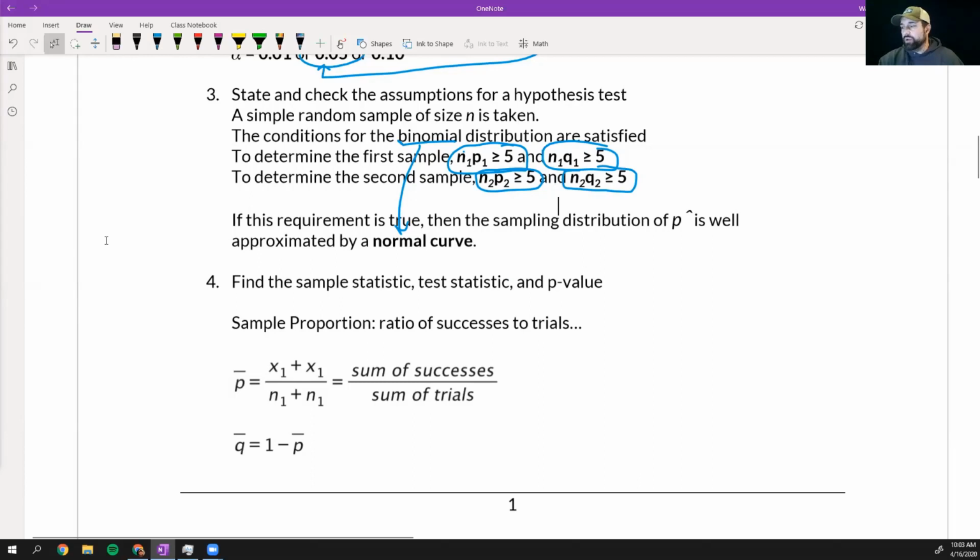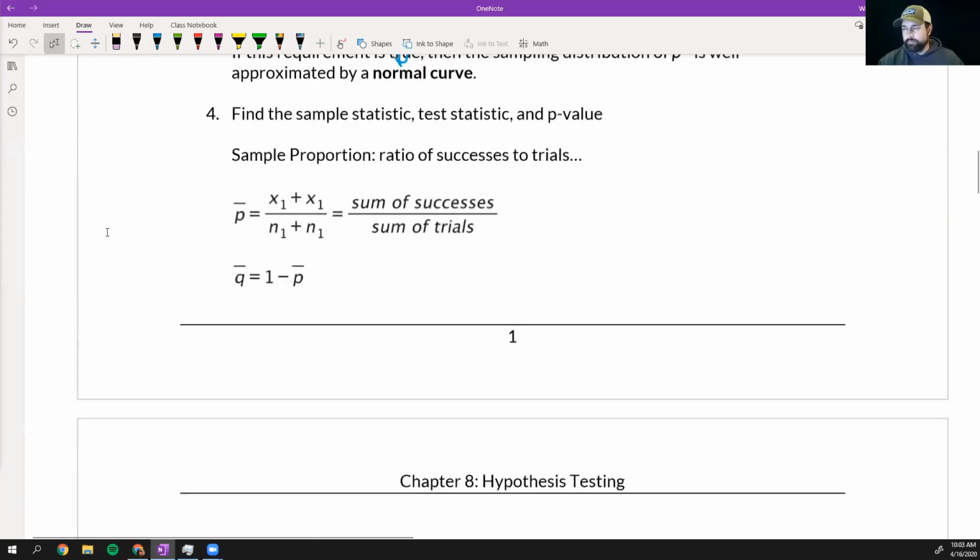Okay, so how do we calculate things? It's a little bit different. In this case, what we want to do is find something called P bar. And P bar is kind of like the mean of the probabilities. You take the sum of the successes from both samples. Oh, and this should say a 2. So this should be x2 and this should be n2. Sorry, I'll make that adjustment and upload it at the end of class. So you take the sum of successes and you divide it by the sum of the trials. That gives you something called P bar. And then you just find the complement of that in order to find Q bar.